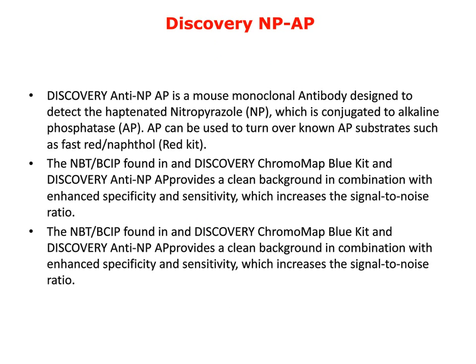One other agent that is very important to me is the NPAP system from Ventana. It's a mouse monoclonal antibody designed for haptenated NPs, and it's conjugated to an alkaline phosphatase that can be turned over for kits such as the Red Map Kit.